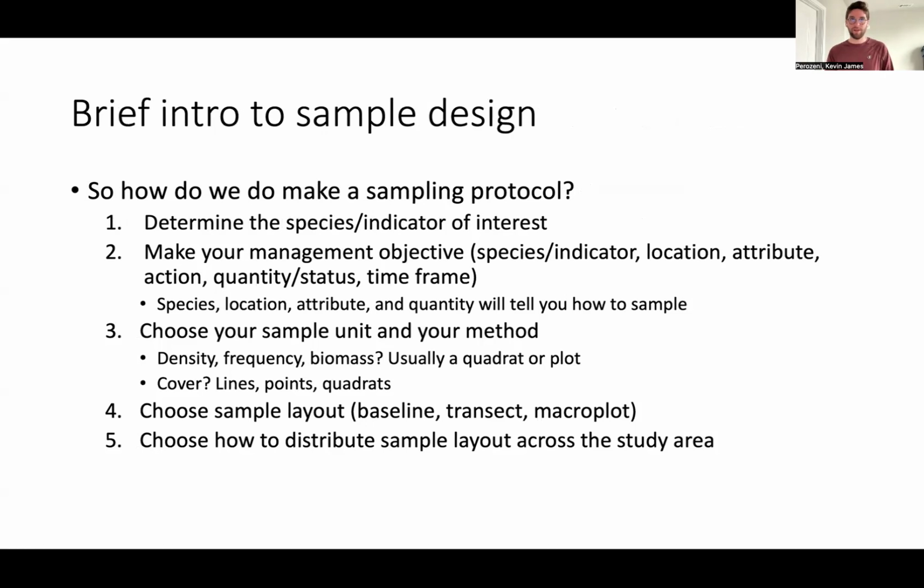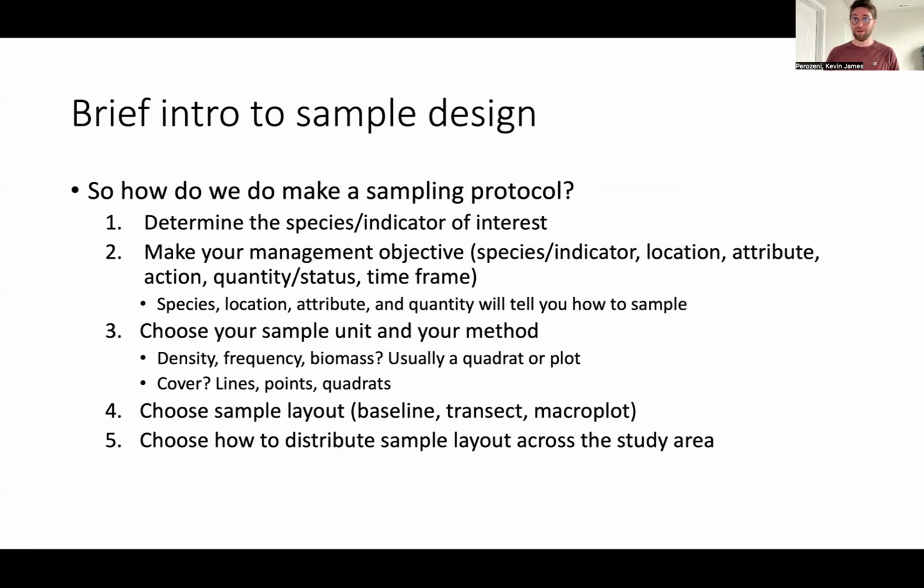All right, so now we're going to be doing a brief intro into the sampling design. So how do we make a sampling protocol? You want to determine the species of interest or indicator of interest. And we've talked about a couple scenarios throughout the class. I know Dr. Turner has in the lectures.